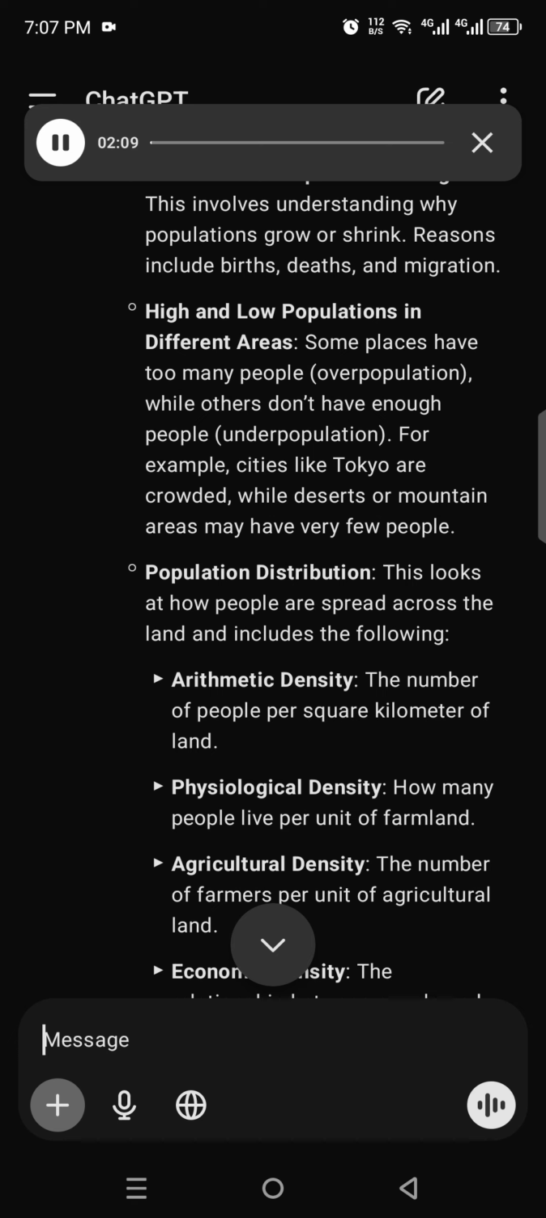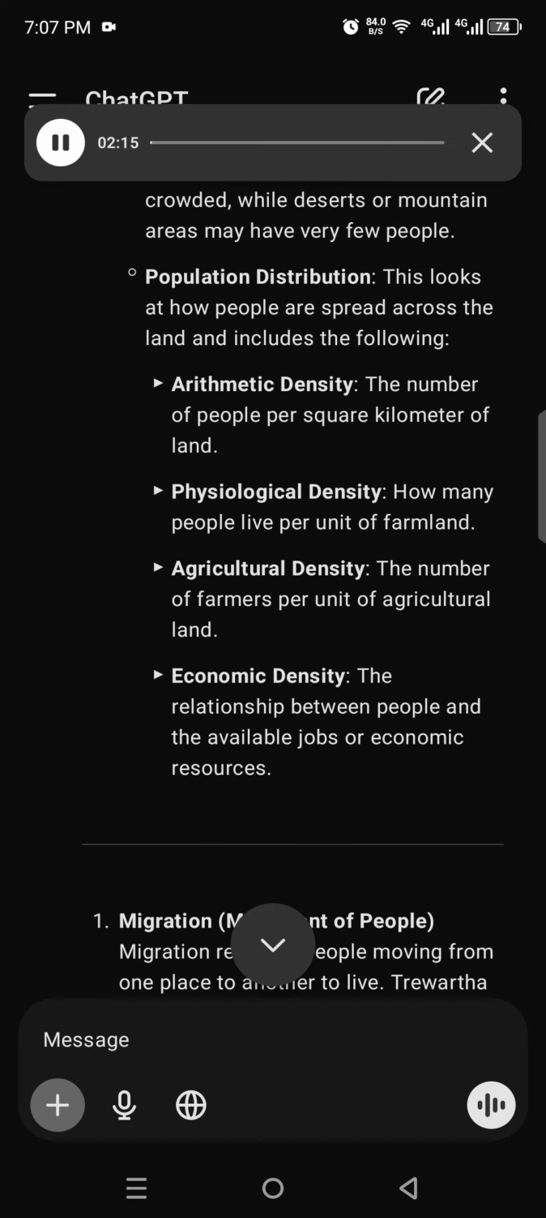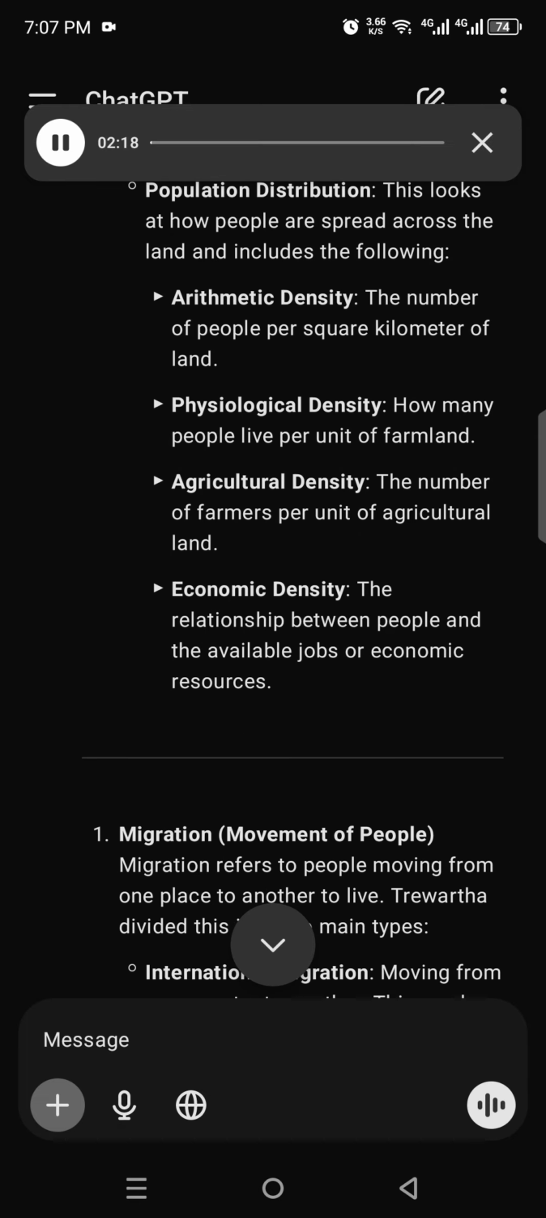Population distribution. This looks at how people are spread across the land and includes the following. Arithmetic density, the number of people per square kilometer of land. Physiological density, how many people live per unit of farmland. Agricultural density, the number of farmers per unit of agricultural land. Economic density, the relationship between people and the available jobs or economic resources.